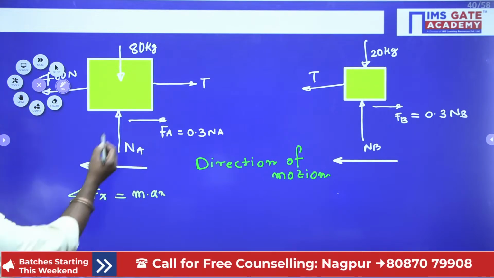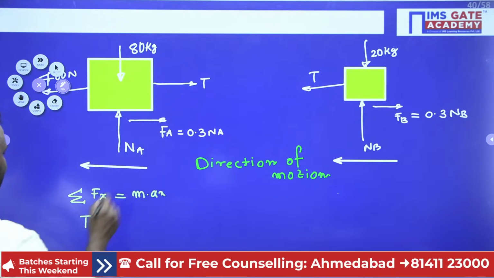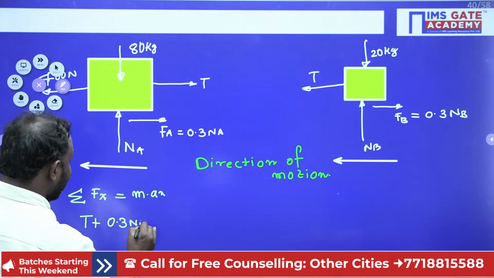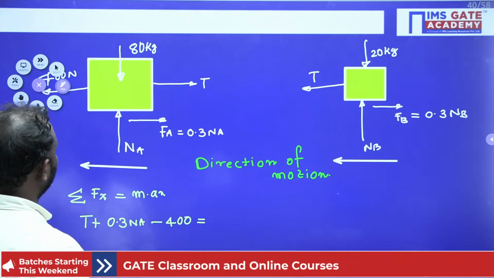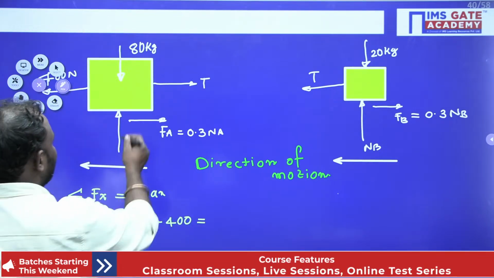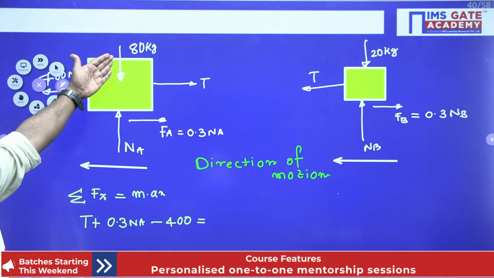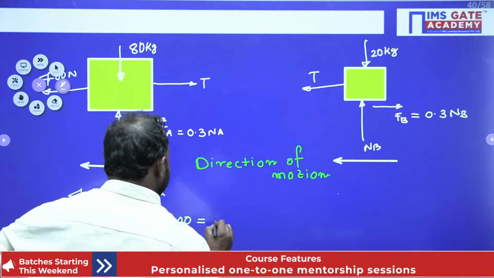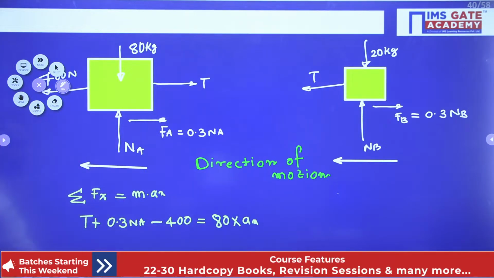Right. Now here fx, so forward T plus 0.3 into Na minus 400 is equal to 80 kg times ax. Because if I apply Fy equal to 0, Na equal to 800, okay, 800 newtons, for the 80 kg. Now here it is going to be m, mass is 80 kgs and acceleration we don't know, you keep it like this as it is. All right guys.